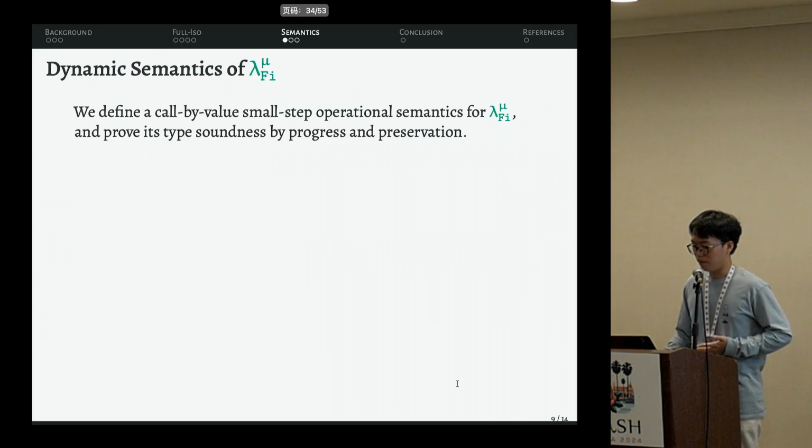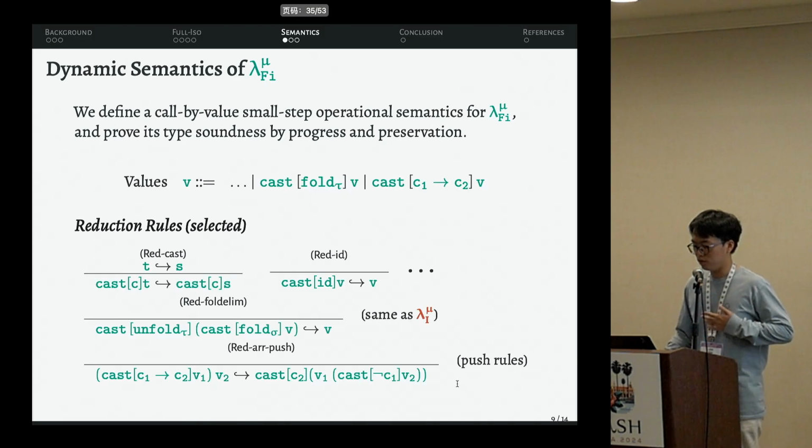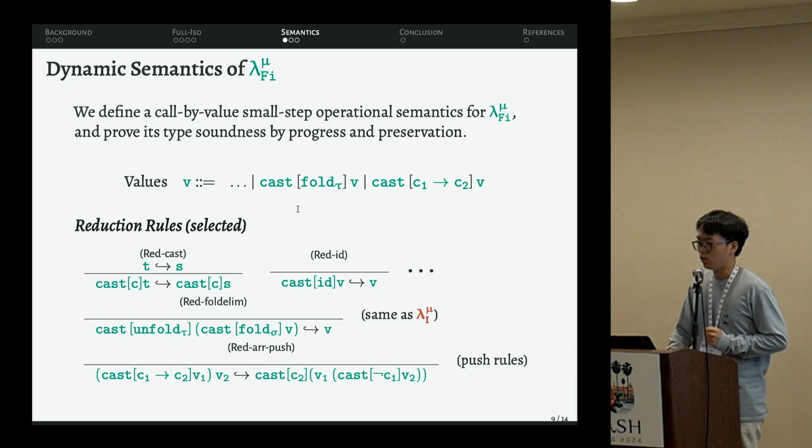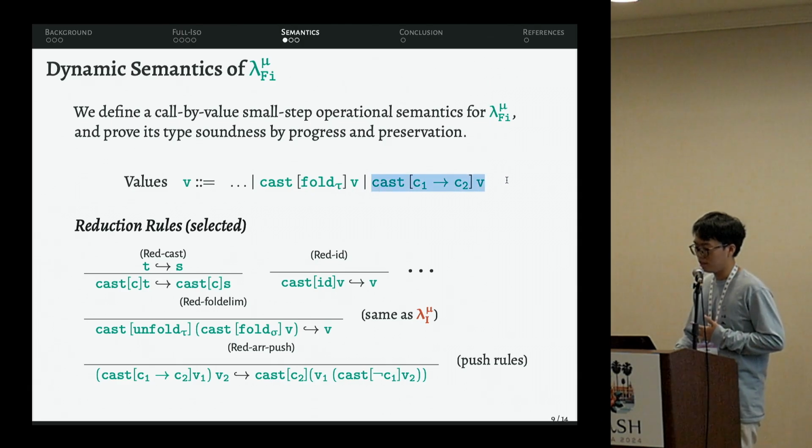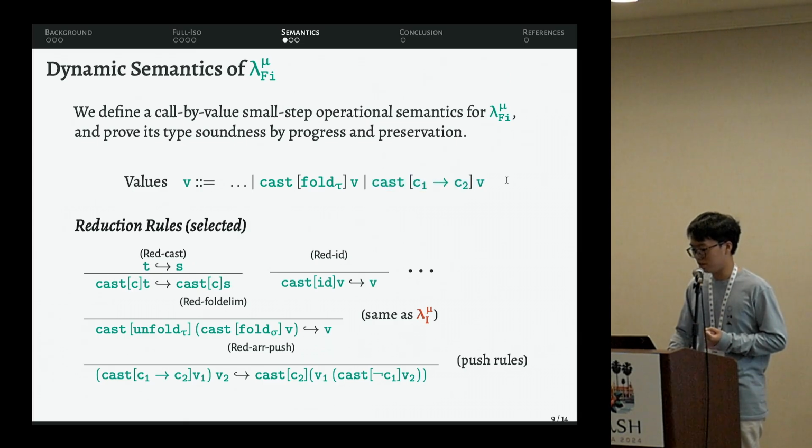Then let's talk about semantics. We have this new cast expression, so we need to define new semantic rules for them. First we extend the values to include two kinds of cast. One is the fold cast, which is the same treatment as the iso-recursive type system that treats fold expressions as values. We also define cast of functions to be values, because you cannot further reduce them without applying the function to another argument. Our rules are small-step call-by-value.